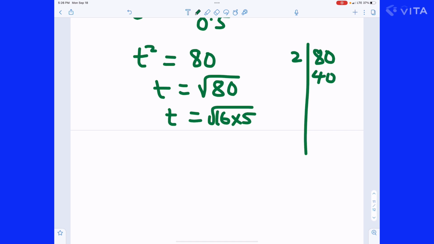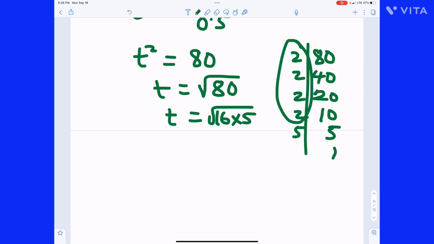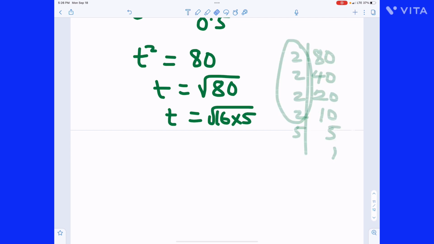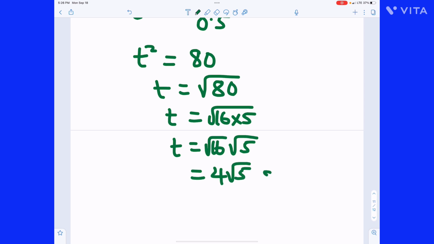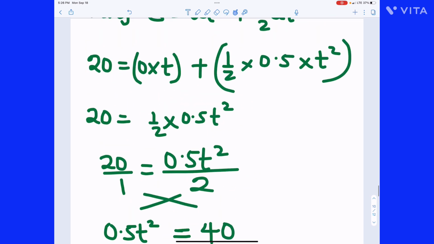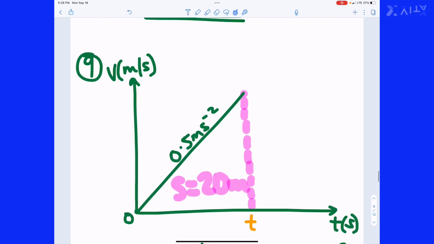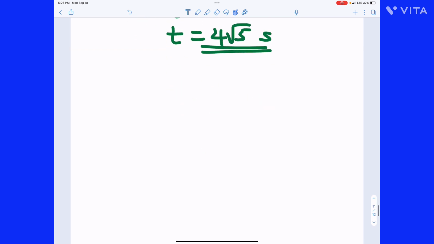2 in 80, 40. 2 in 40, 20. 2 in 20, 10. 2 in 10, 5. 5 in 5, 1. So I have 4 2's here. That's 16 times 5. If I put that together, I'll get root 16 times 5. That gives me root 16 times root 5, and that's 4 root 5 seconds. So the time taken to attain a velocity of 20 meters per second by this body is 4 root 5 seconds.